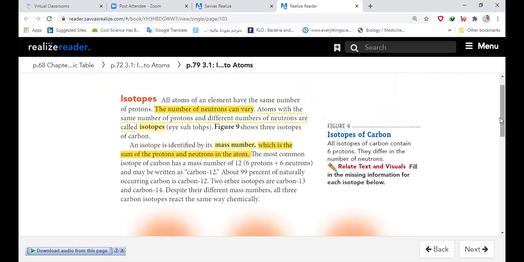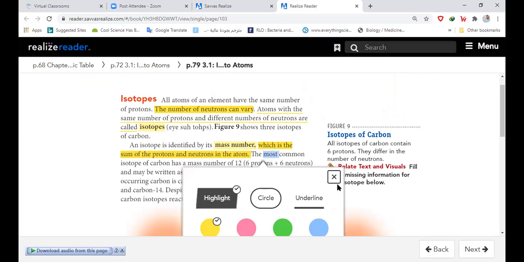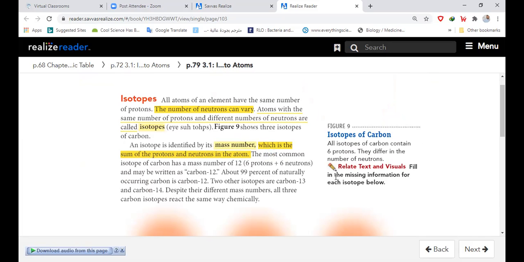Continue, Ahmed. The most common isotope of carbon has a mass number of 12, 6 protons plus 6 neutrons, and may be written as carbon-12. About 99% of naturally occurring carbon is carbon-12. Two other isotopes are carbon-13 and carbon-14. Despite their different mass numbers, all three carbon isotopes react the same way chemically.